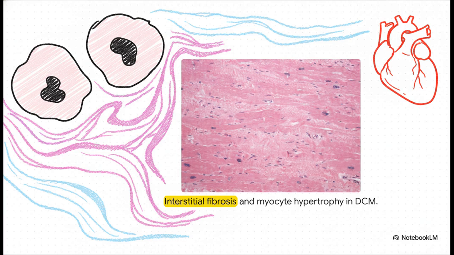If we zoom back in to the microscopic level for DCM, we can see what's actually happening inside that stretched out tissue. Notice the pink interstitial fibrosis, which is essentially just scarring, along with myocyte hypertrophy. Look at how the cells themselves are enlarged with these irregular dark nuclei. These destructive changes on the cellular level are exactly what drive that massive chamber dilation we just saw.